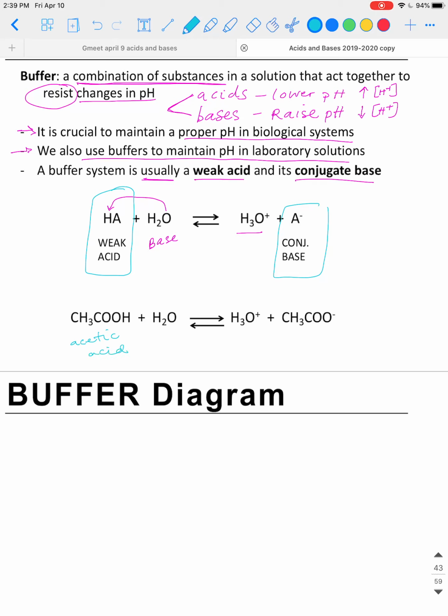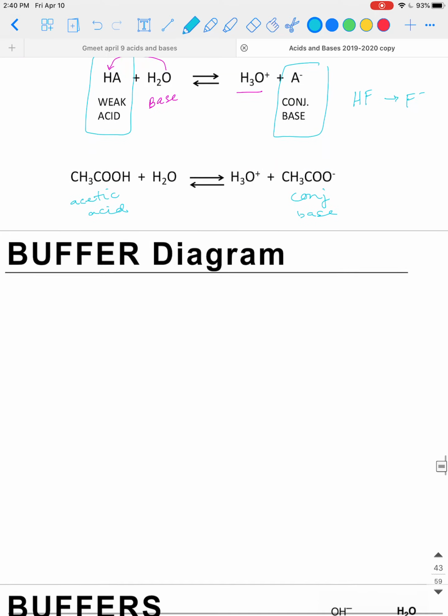You guys are learning how common of a weak acid acetic acid is. We use it, for example, as examples in a lot of stuff. And here's the conjugate base of acetic acid, which is the acetate anion. And this is very common. Okay, if we had a buffer system that was like, for example, HF, what would be the conjugate base? This is an acid. Conjugate base would be F-. All right, so on and so forth.